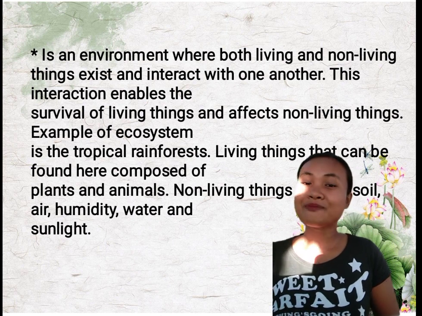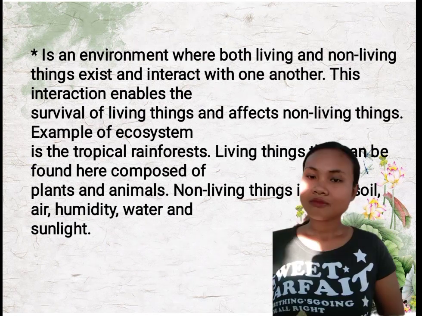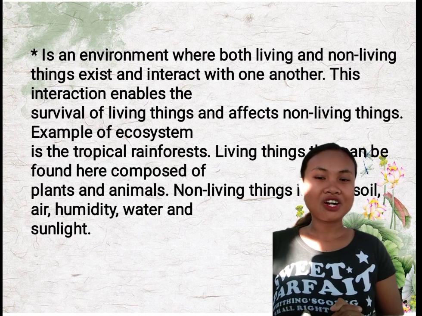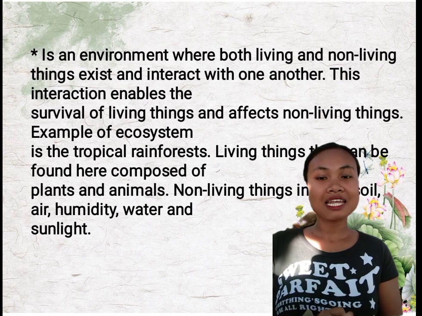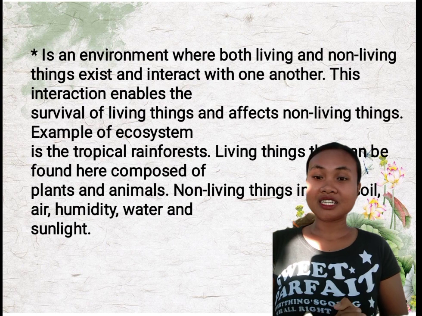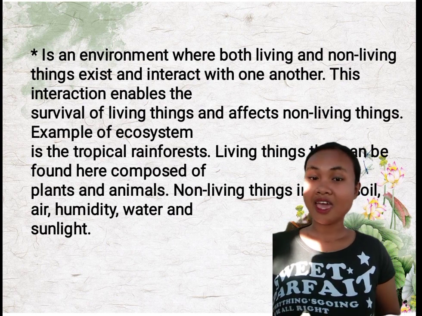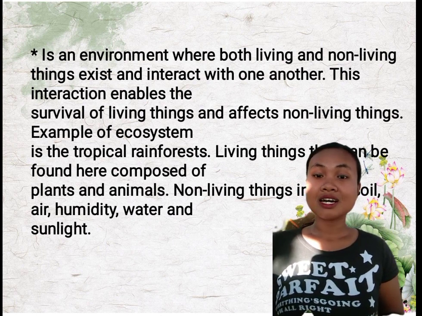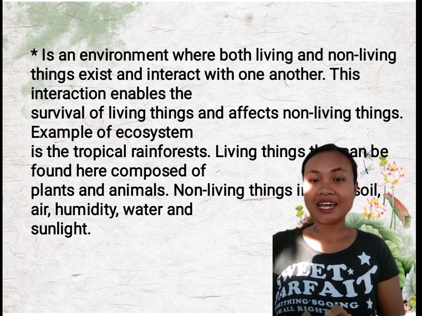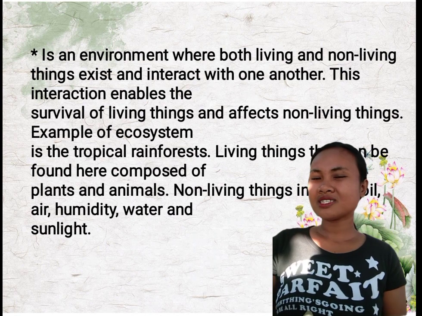Example of ecosystem is the tropical rainforest. Living things that can be found here are composed of plants and animals. Non-living things include soil, air, humidity, water, and sunlight. So, what is a rainforest?